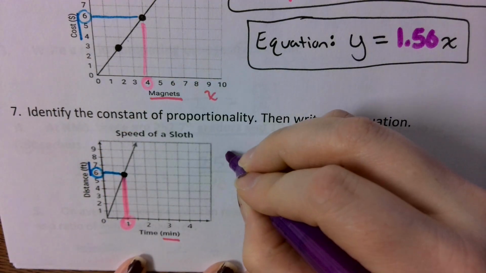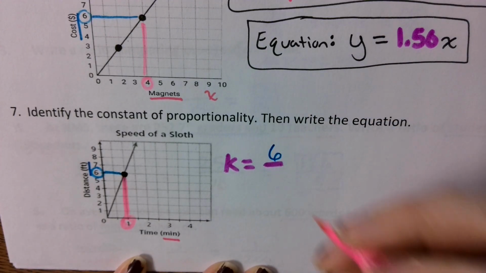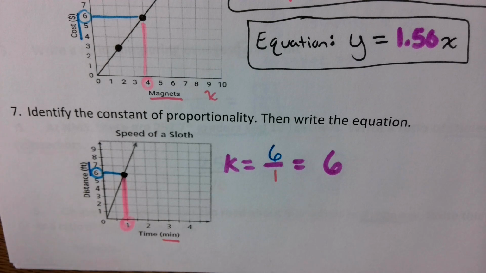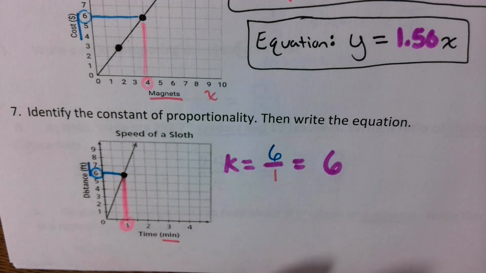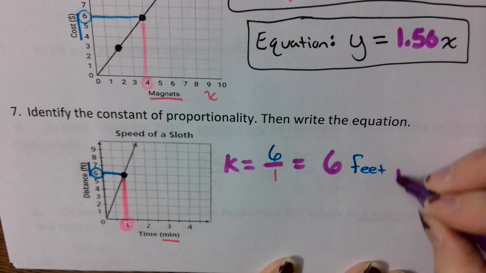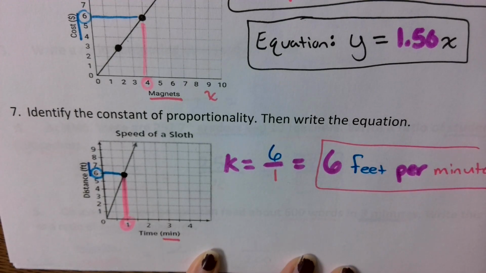So when we're setting this up, we're going to have k is equal to 6 over 1, which is just equal to 6. And don't forget, it has to be 6 blank per blank. So it's 6 what per what? Feet per minute. Thank you. So we have 6 feet per minute.